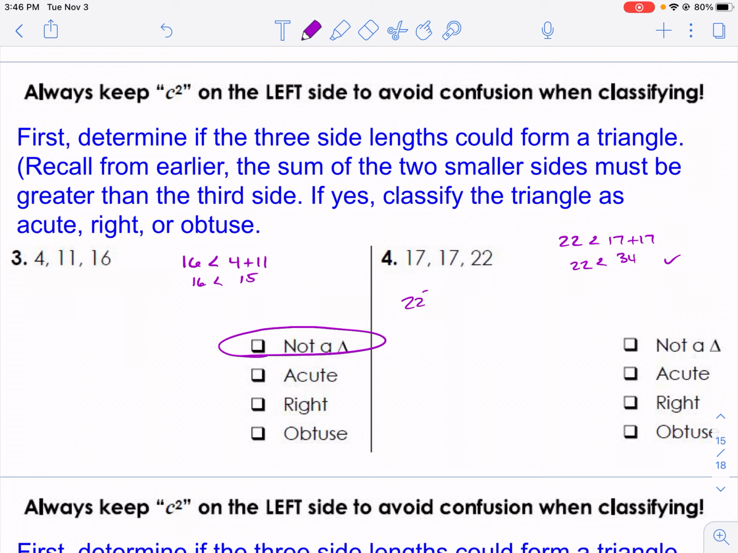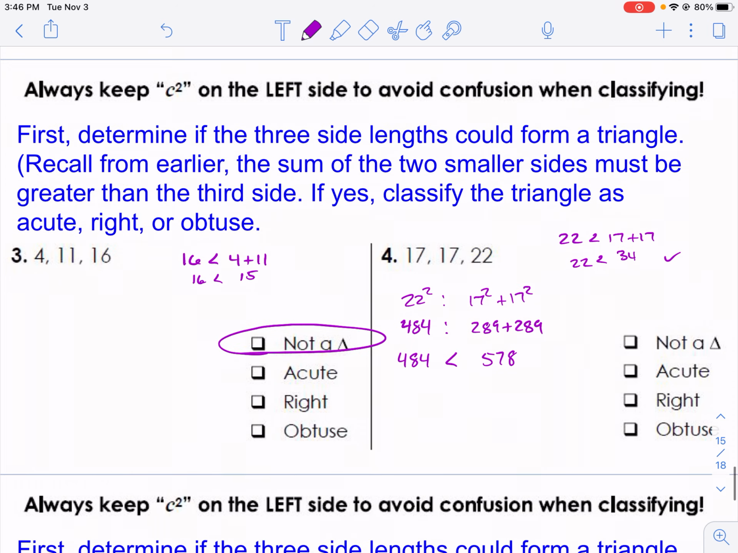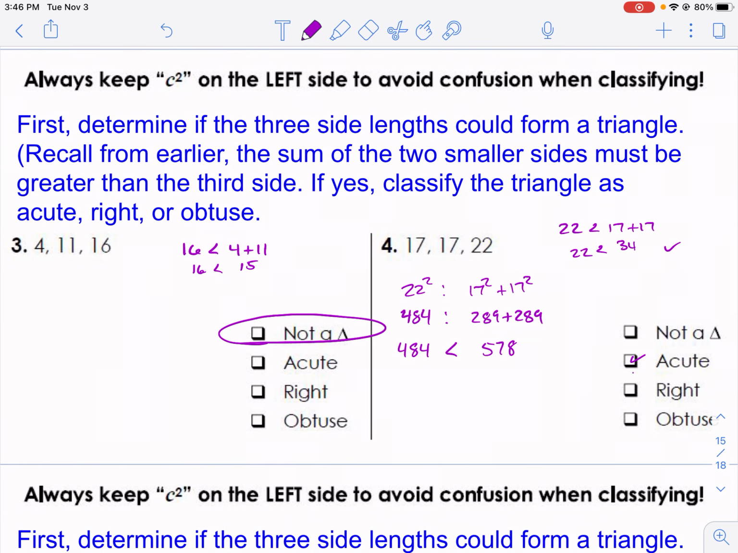So we have 22 squared, and we're going to see if 17 squared plus 17 squared is going to be bigger than 22 squared. And 22 squared is 484. 17 squared is going to be 289. So we get 289 here, and we're comparing 484 to 578, which 578 is bigger. So therefore, c squared is smaller than a squared plus b squared. So that means this is going to be acute. So our answer is an acute triangle.